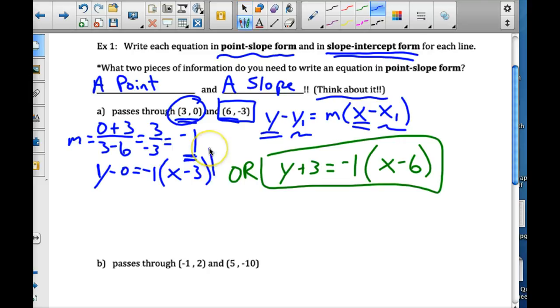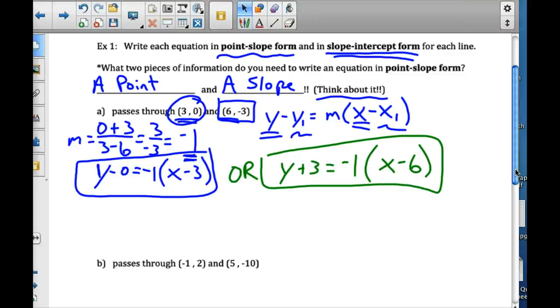Okay? Tomorrow, when we give you guys the answers, we're going to have 2 answers for the first part of this. Okay? Now, here's how we prove that they're the same line. You guys put yours in slope-intercept form. That means solve it for y. You guys take yours and solve it for y. Distribute and move that y1 over. Go.